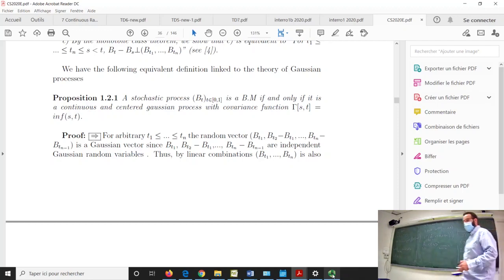Now, I can define I, that is from L2 of 0 capital T into L2 of omega AP, that associates to any f, not the finite sum, but the infinite one that I know is well defined now. Okay?